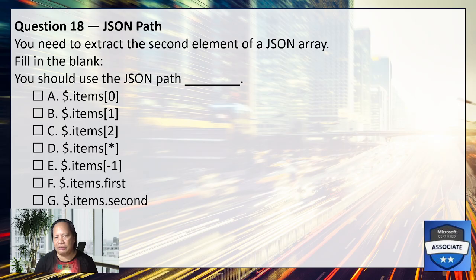Again, you are going to extract the second element of a JSON array, and you are filling in the blank. JSON arrays are zero-based, so the answer is $.items[1], which corresponds to the second element of the array.